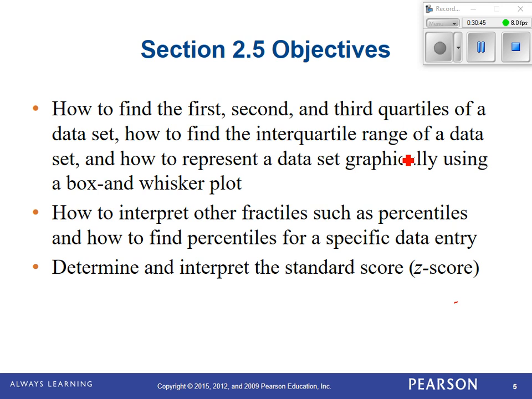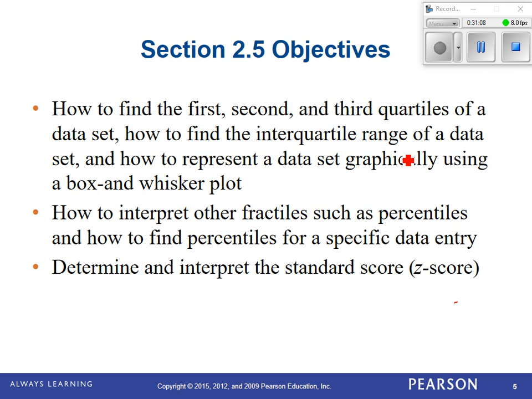Well, so we talked about measures of central tendency, that's the middle of the data. We talked about stuff like the range, where we're dealing with how it's spread out. Now measures of position talks about different locations throughout the data.